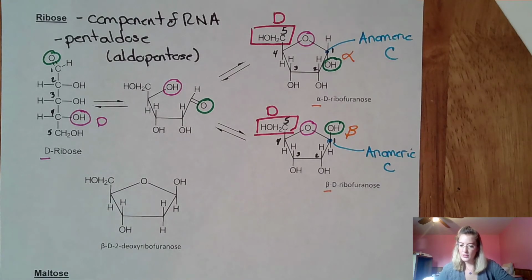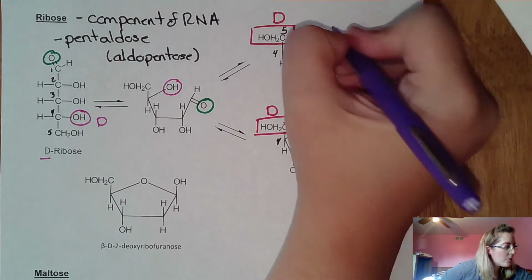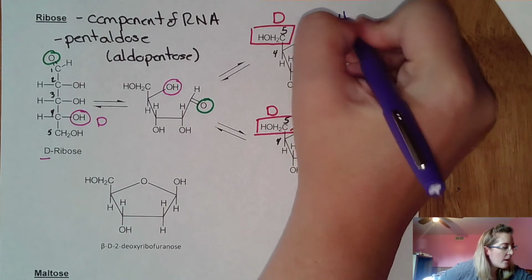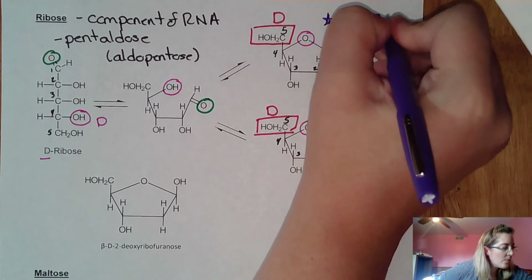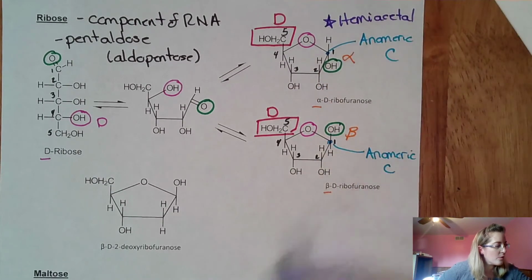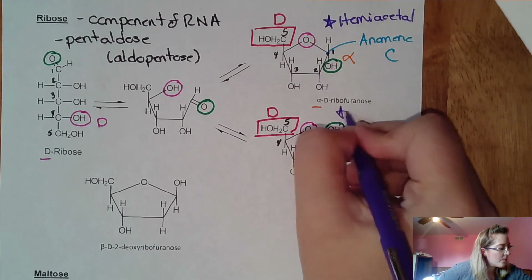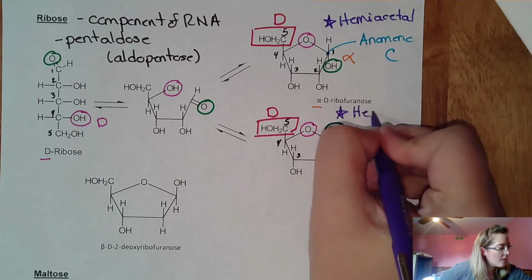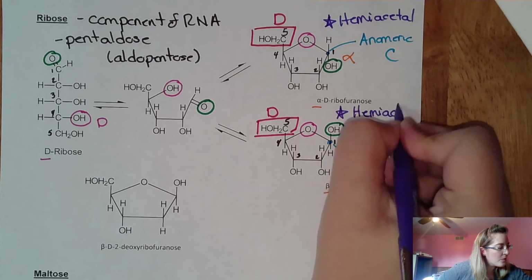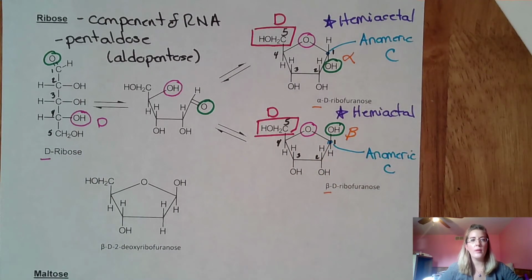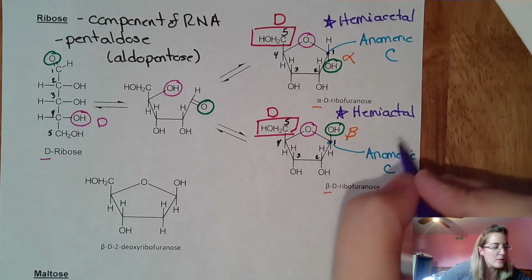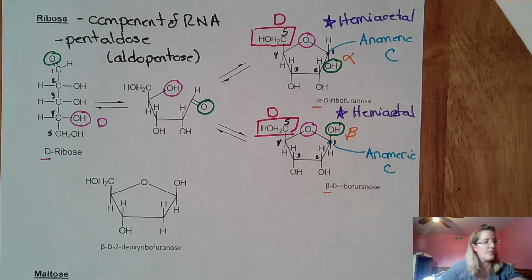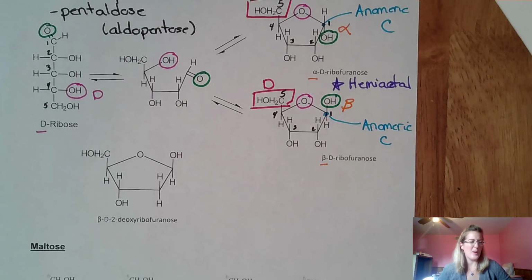And I'm not going to circle them completely, but I will point out that you do have a hemiacetal on both of these. You can circle them if you like. I spelled that wrong. Acetal. All right, good enough. Okay, so that's ribose. We're going to see him a lot in RNA when we talk about RNA in a couple weeks.